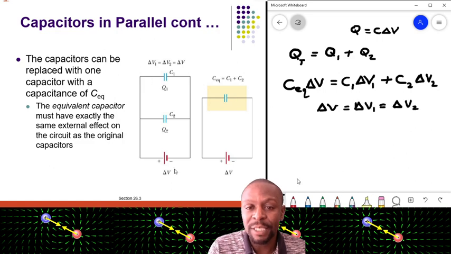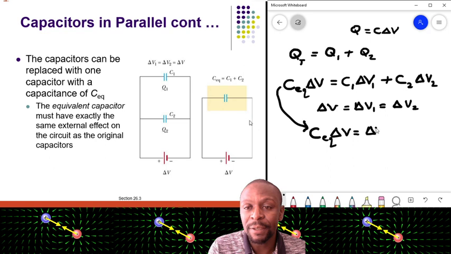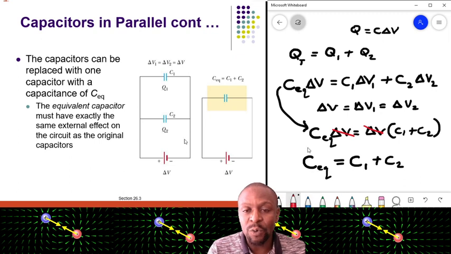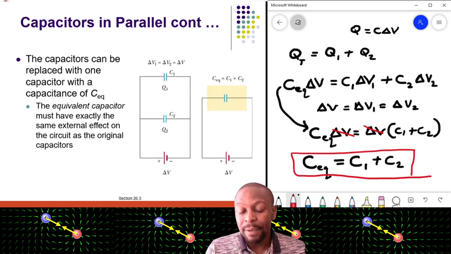From this equation, C equivalent times change in V is the same as change in V times C1 plus C2. Why is that the case? Because of this. As you can see, this change in V will cancel with the other one. You end up with the equation that the C equivalent for capacitors connected in parallel is C1 plus C2. This is the equation for the capacitors connected in parallel.